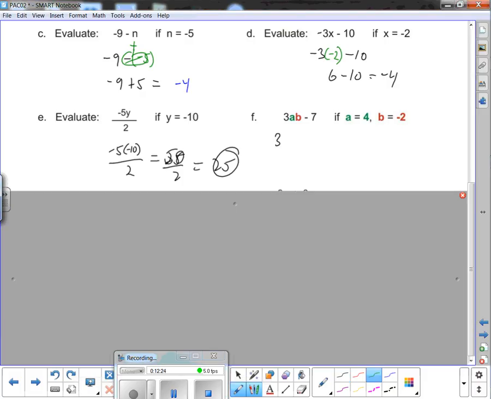All right, so on this one, what is our A? A 4. What is our B? A negative 2. Don't forget you got negative 7. All right, so we got multiplication. 3 times 4 is 12. 12 times a negative 2 is a negative 24. 24 negatives and 7 more negatives, 31 negatives. How many got the right answer? Awesome. All right, good job.